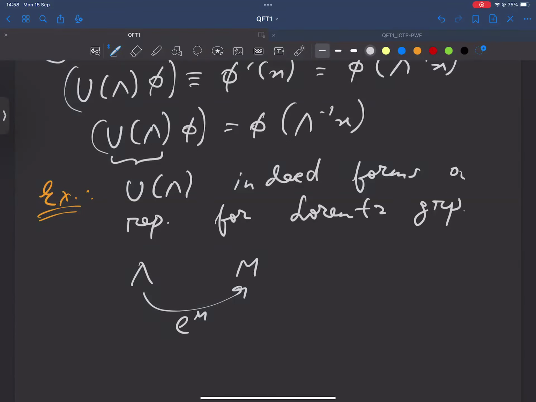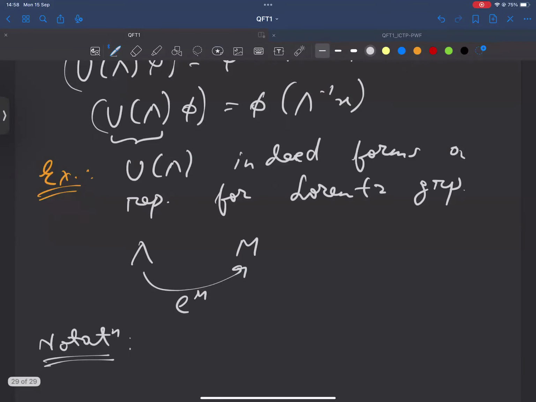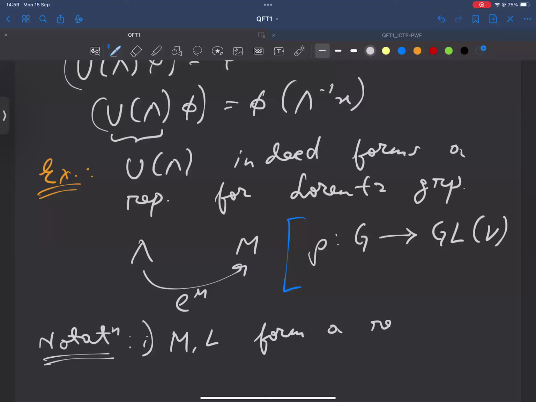Okay. One last thing, and then we will begin with field theory. It's a bit of a notation, and this is a notation that's heavily used in physics. So let's again go to the defining property of a representation. So you said a representation was this rho that takes a group to a space consisting of linear maps from vector space to vector space. So here, as you saw, this M and L, they form a representation of the Lorentz algebra.